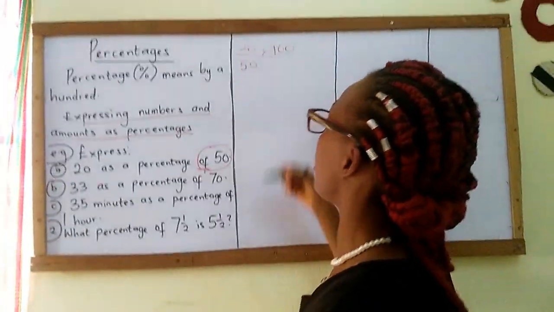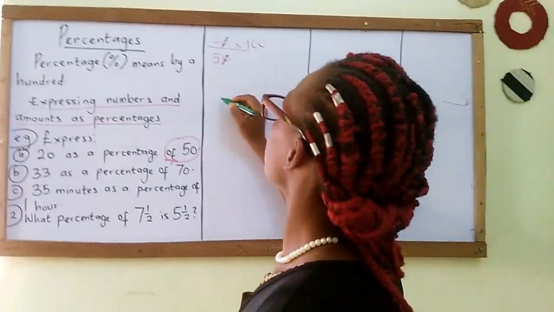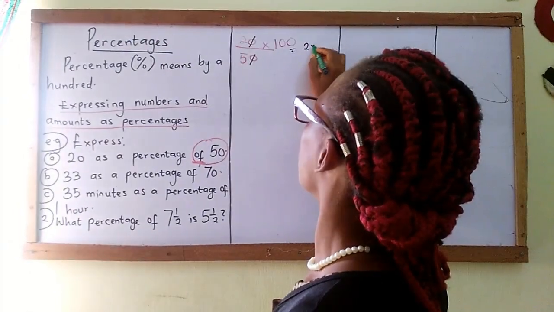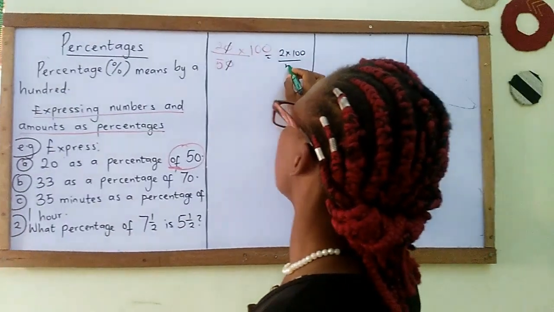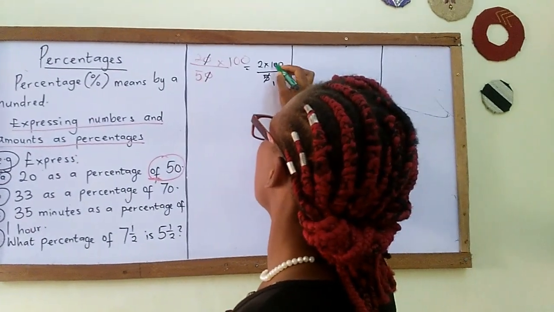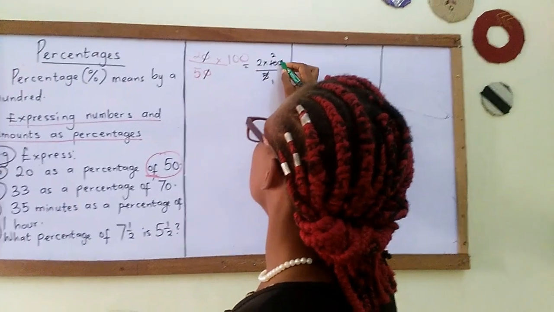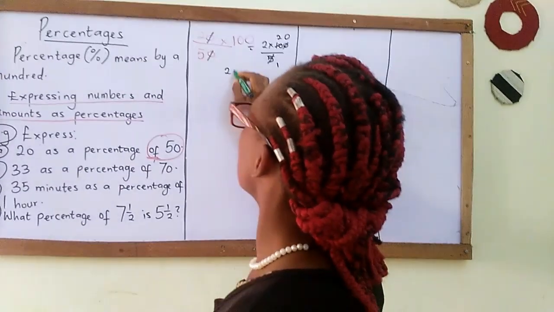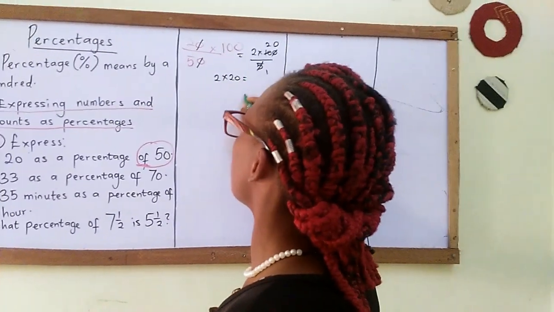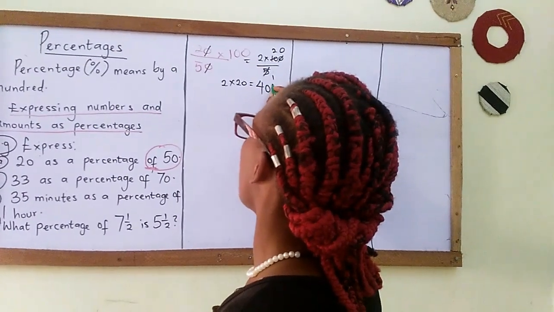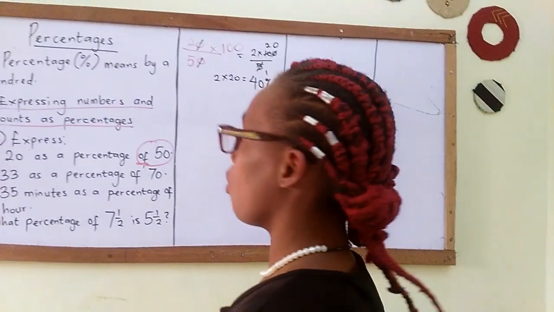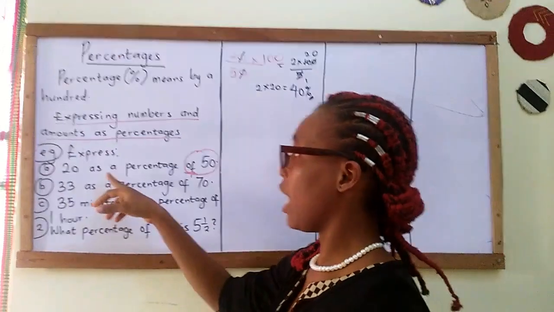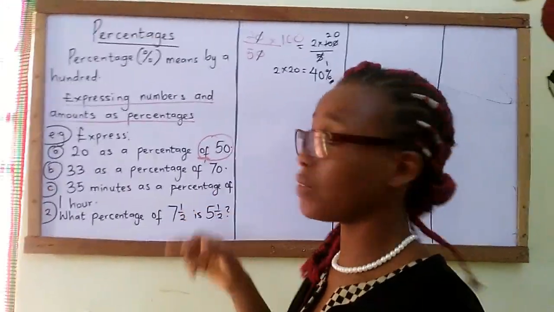So here we have 0 cancels 0. We now have 2 times 100 over 5. 5 here is 1, 5 in 10 is 2, then this 0. So we have 2 times 20. 2 times 20 is 40. Our answer here is 40%. We have just expressed 20 as a percentage of 50.